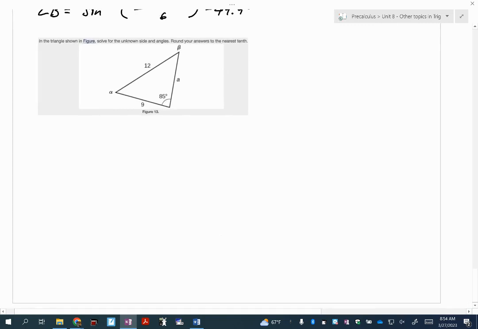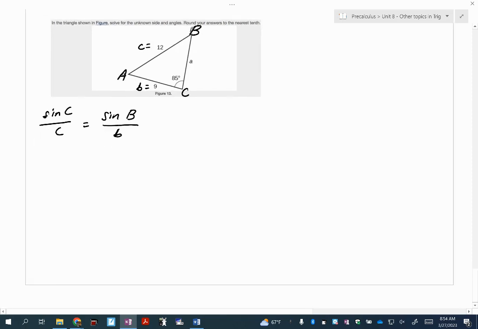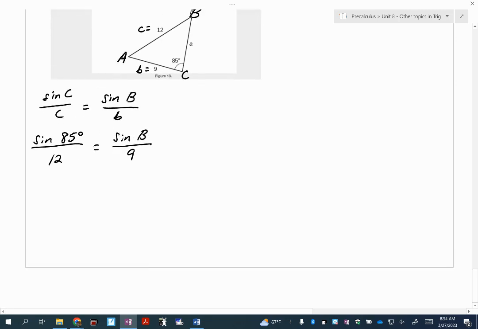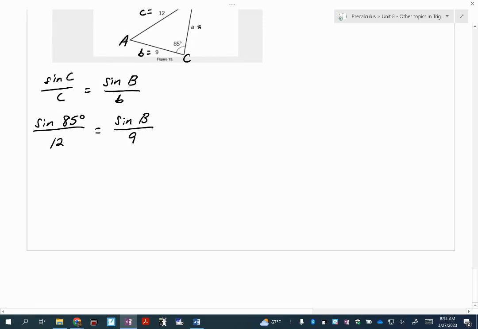All right, so same process here. I only know one angle, so I've got to use that one. So this is the sine of angle C over C. Here's A, here's B. And I know side length C, I know side length B, so I'll be using sine of B over B. All right, so we have the sine of 85 degrees over 12 equals the sine of, I don't know angle B, over 9. You'll notice I don't know side length A, I don't know angle A, so I can't use that at all yet. I will get there.